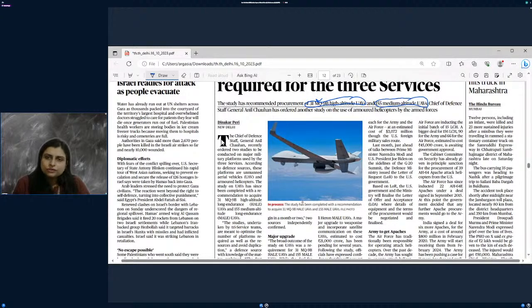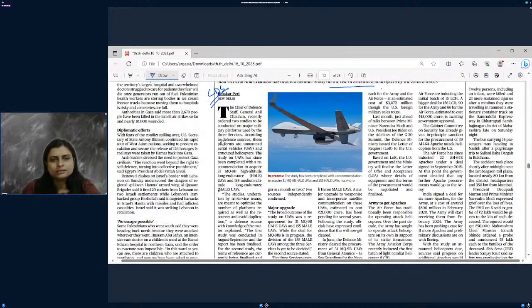Now, the Chief of Defense Staff, that is your CDS, has ordered another study on the use of armed helicopters by the armed forces. So the CDS recently ordered two studies to be conducted on major military platforms used by the three services. According to defense sources, these platforms are UAVs and armed helicopters. The study on UAVs has since been completed with a recommendation to acquire this many high altitude long endurance UAVs and this many medium altitude long endurance UAVs.